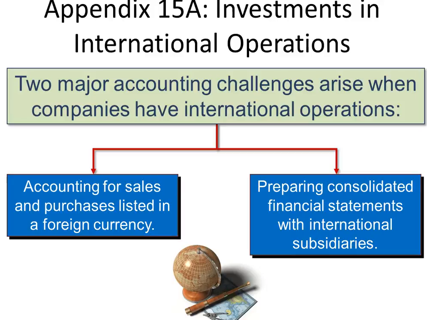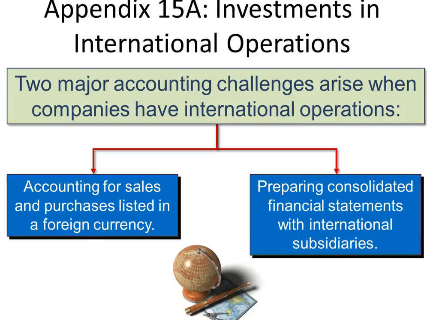All right, a continuation of Chapter 15 here. Investments in international operations. This is a major accounting challenge because of foreign currency translations. You got to account for sales or purchases listed in a foreign currency, and there's an exchange rate. There can be profits or losses associated with this. And then preparing consolidated financial statements with international operations, because that international component is in another currency. So currencies are a huge factor.